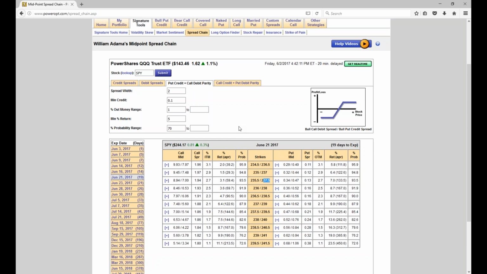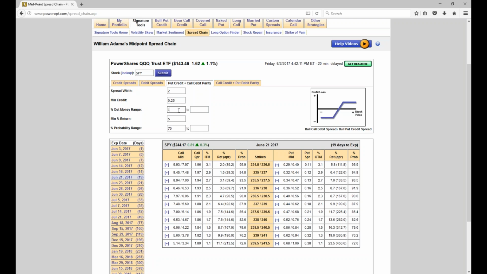In any case, here's what we're going to do in the spread chain. I'm going to do a bull put on SPY. I'm going to keep my spread width at 2 points. We could set this to 5. We could set it to 3. We could set it to 50 cents if we wanted to, but I'm going to keep mine at a 2-strike spread width. Minimum net credit, I want to get at least 25 cents of net credit for my spread.